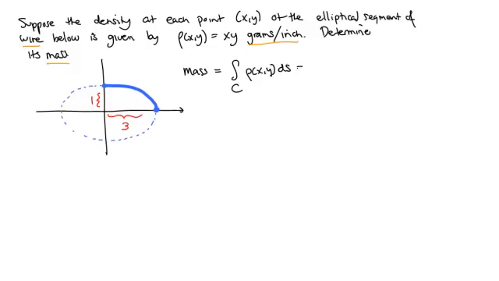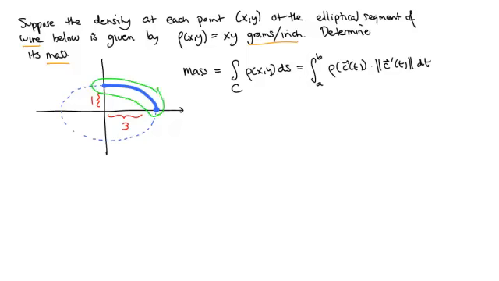So if we can come up with a parametrization, c of t, then this will just be rho of c of t times the magnitude of c prime of t dt, evaluated from some starting point to some stopping point. So, just like in triple integrals and double integrals, the key part is describing the region we want to integrate over.